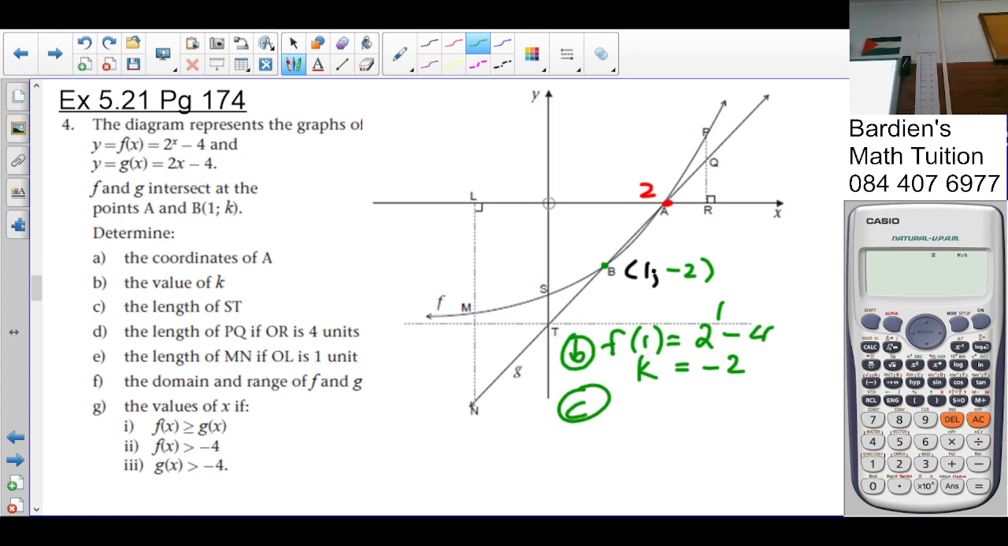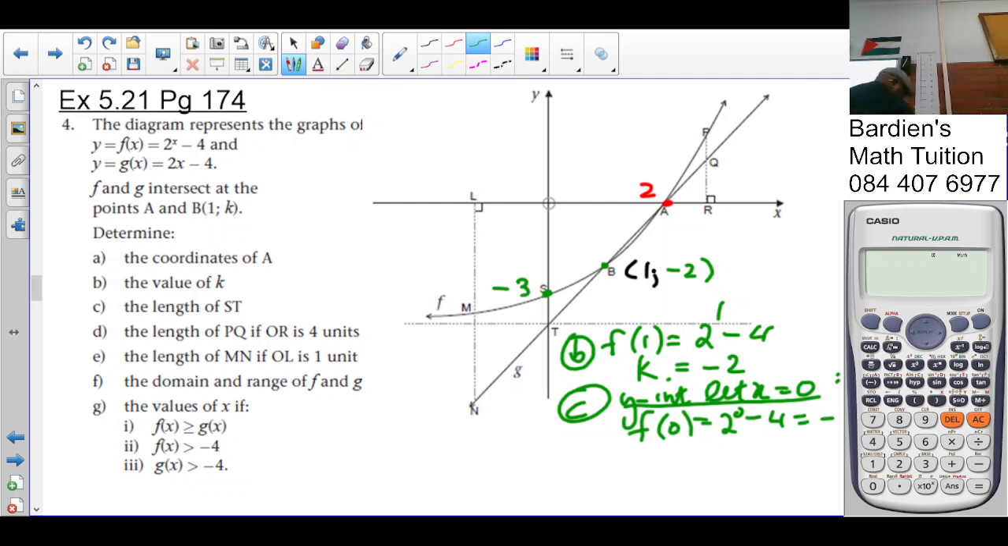Look at C. C says the distance of ST. So what do you notice about S? What is S? Y-intercept. So y-intercept of what? Then x equal to 0. What is the y-intercept of the exponential function? Not so? Which is f of x. So f of 0 will be 2 to the 0 minus 4, which is minus 3. Okay?